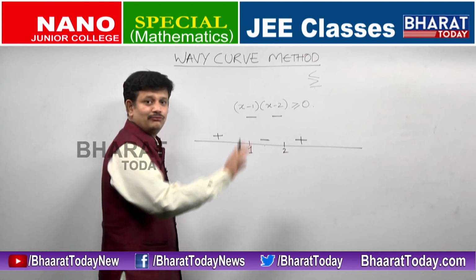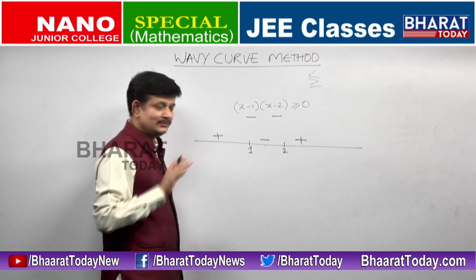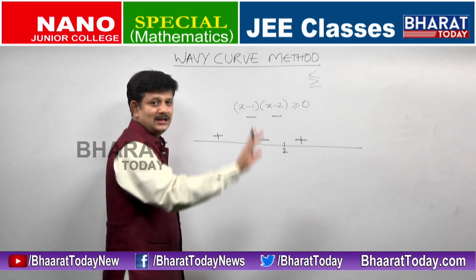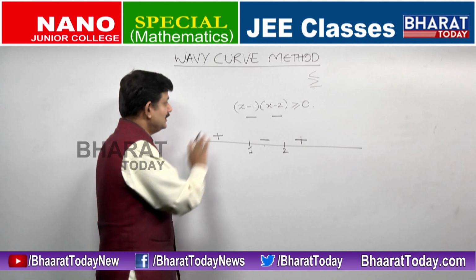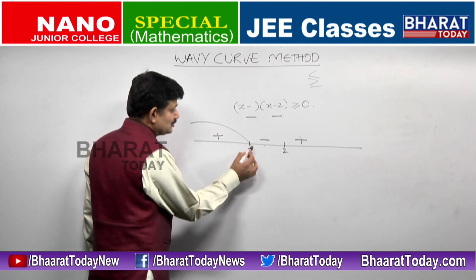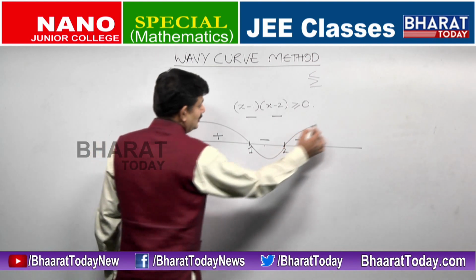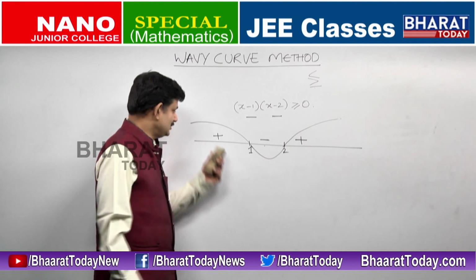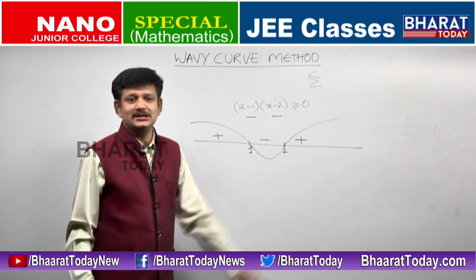It is like moving like a wave, crest and a trough, crest and a trough. Initially positive above the axis, then negative below the axis, then above the axis, then below the axis. That is the reason we call it wavy curve method. So in this we find numbers to be positive, then negative, then positive. It is not important to draw that curve. It is just to understand the sign of it.